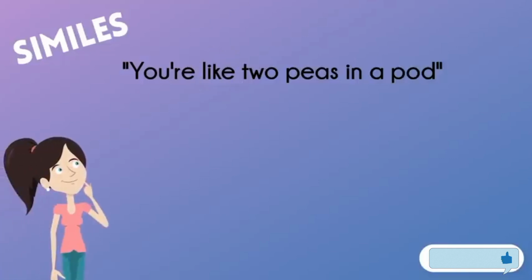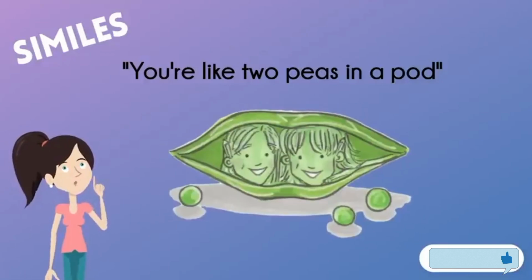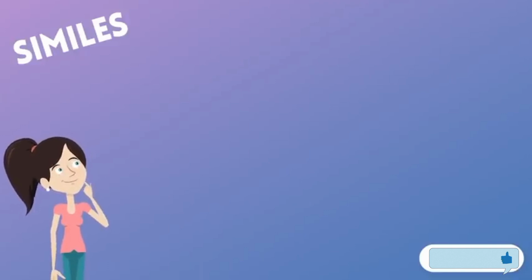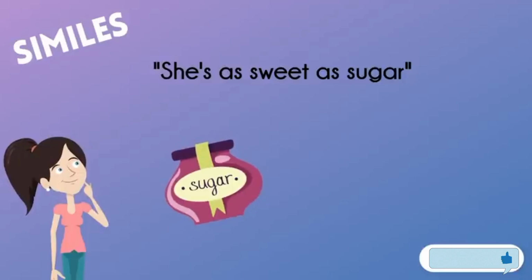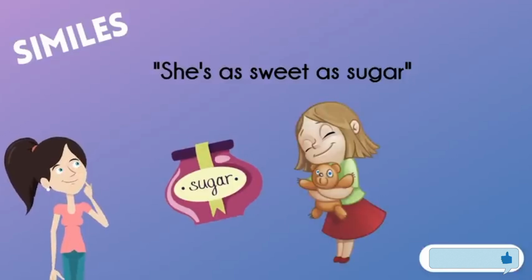Does this mean you and your friend are actually peas in a pod? No, that's just a way of comparing you and your friend by saying you're very similar to each other, in the same way that peas are in a pod. You might have also heard this simile, "She's as sweet as sugar." What does this mean? Does the girl actually taste sweet? No. This simile helps the reader understand the girl's sweet personality and how kind she is.